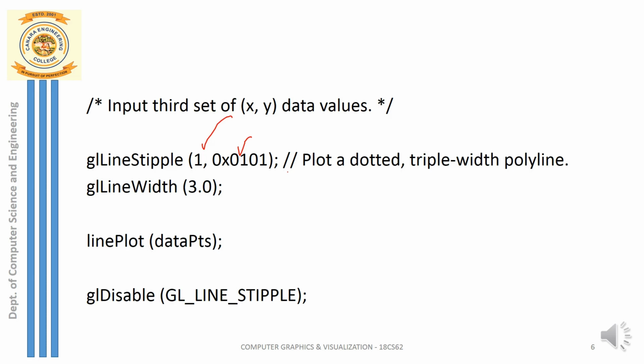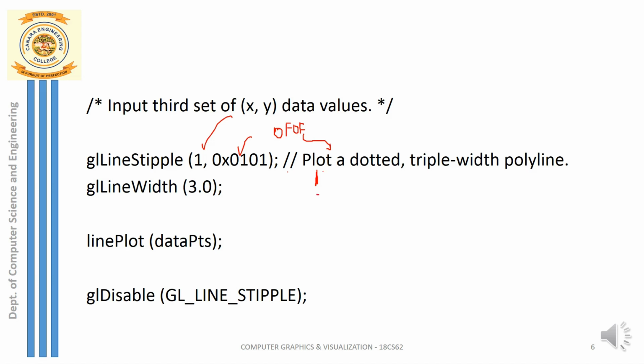The bit pattern that I'm taking is 0101. You can call it something like this, pattern 0F. This is the pattern that I'm going to take. Remember, whenever I'm drawing the line, I'm going to start with bit 0, the least significant bit. So I'm going to start drawing from this position, from the last value, which is 1.